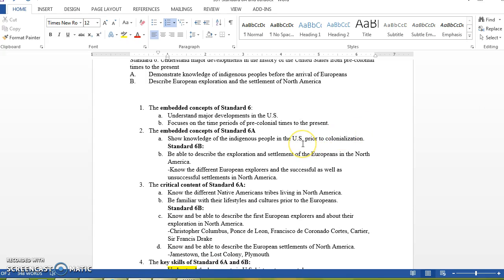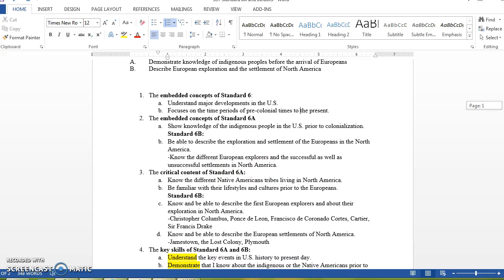For the embedded concepts of 6A, I'm to show the knowledge of the indigenous people in the United States prior to colonialization. For 6B, I need to be able to describe the exploration and the settlement of the Europeans in North America. And I figured that I should probably know the different European explorers and the successful as well as the unsuccessful settlements in North America as well.